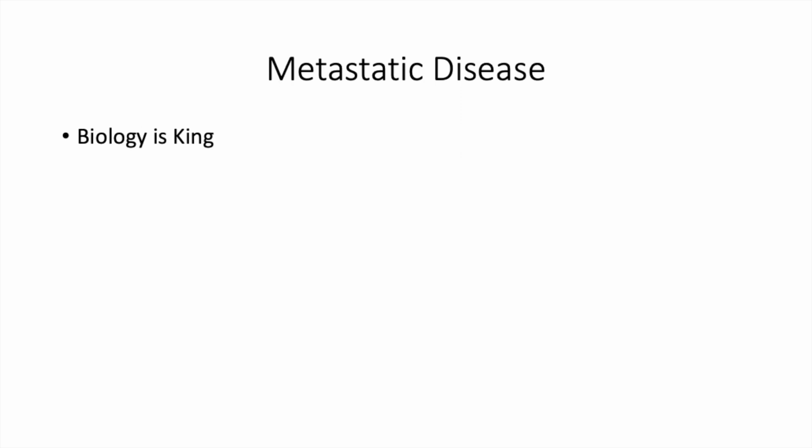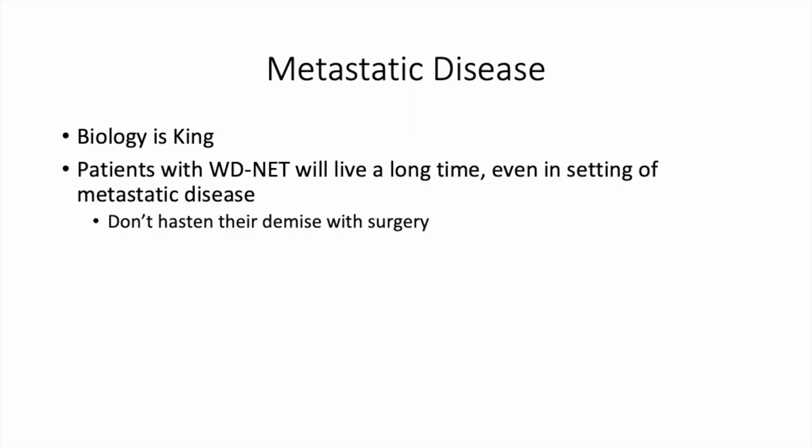So, metastatic disease. This is a common saying among surgical oncologists: biology is king. These well-differentiated neuroendocrine tumors are indolent tumors, and they're going to live a long time. So even in the setting of metastatic disease, they're going to live a very long time. Again, for a small bowel or an appendiceal tumor, they may live 10 years with their metastatic disease. So don't hasten their demise with surgery. Don't do a surgery that has a 10% mortality on a patient who can live 10 years with metastatic disease even without resection. So you have to think about your operations.